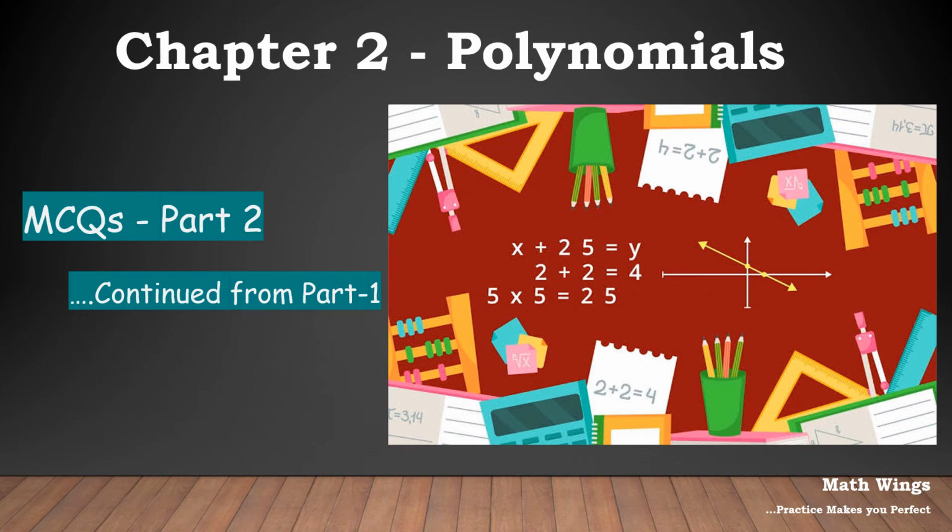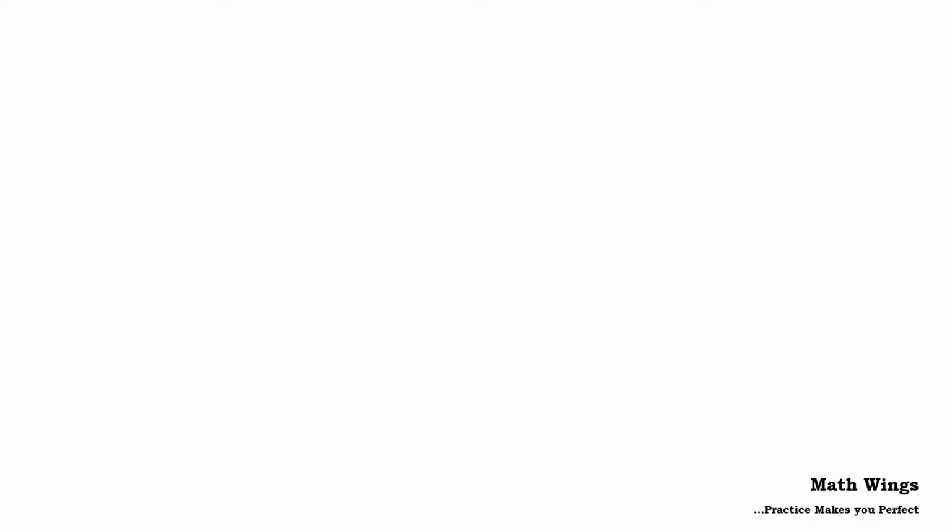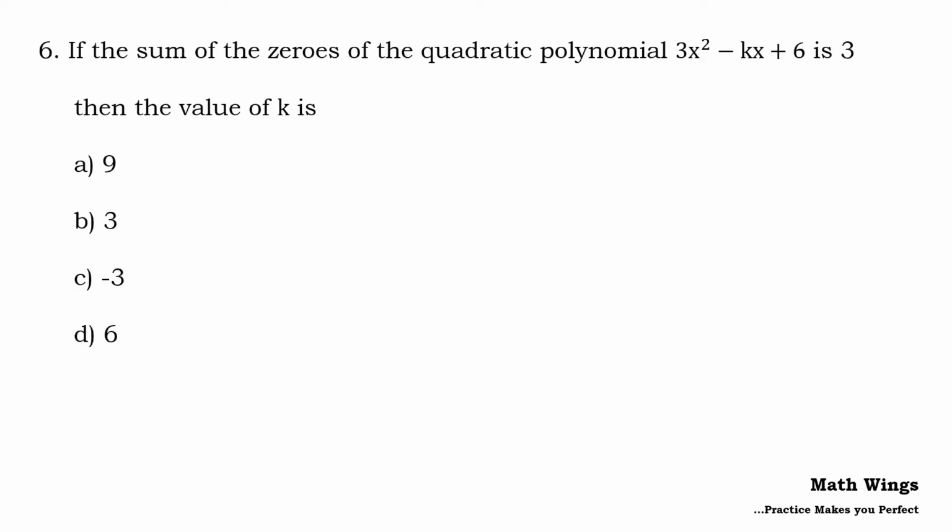Students, let us continue with the MCQs part 2 for polynomials. Here is the first question for today's class. If the sum of the zeros of quadratic polynomial 3x square minus kx plus 6 is 3, then what's the value of k? So to answer this question, first list out the key points here.